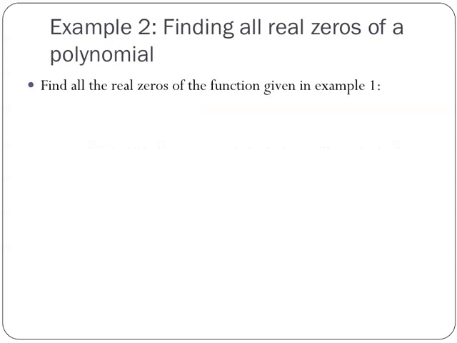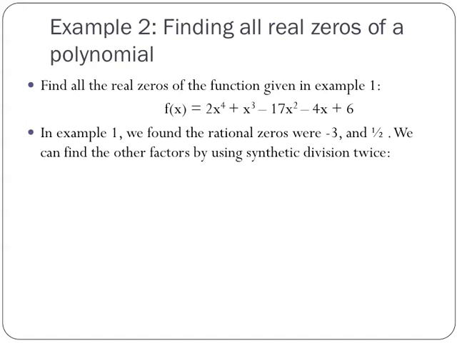Alright, so example 2. Find all the real zeros of the function given in example 1. So we already found that negative 3 and 1/2 were rational zeros. So that takes care of step 1. Step 2 is to perform synthetic division using those rational zeros. So it doesn't matter which one you use first, it's up to you. Either way, once you've done division with both of them, you will end up with the same answer. Let's say we start with negative 3.